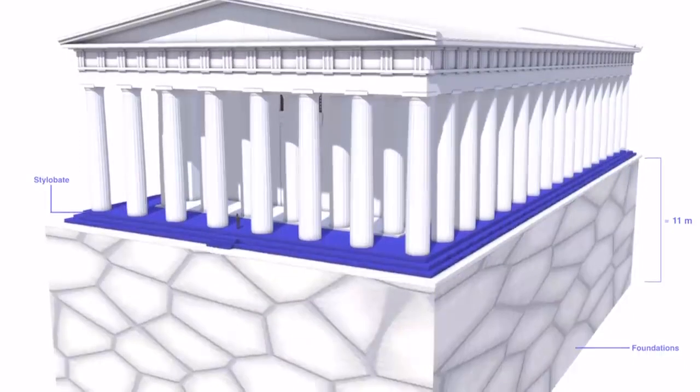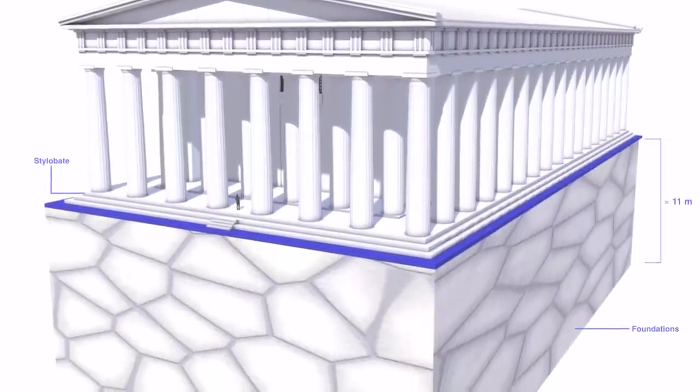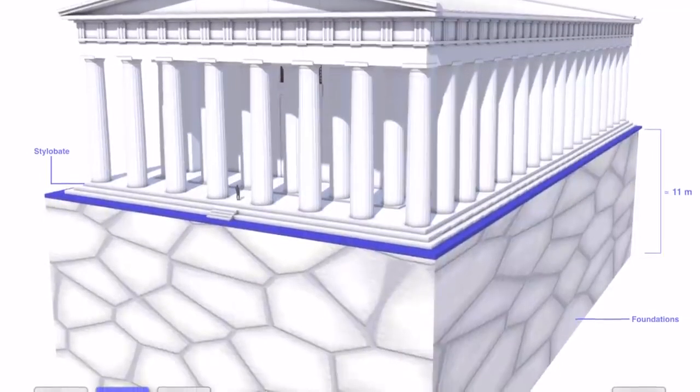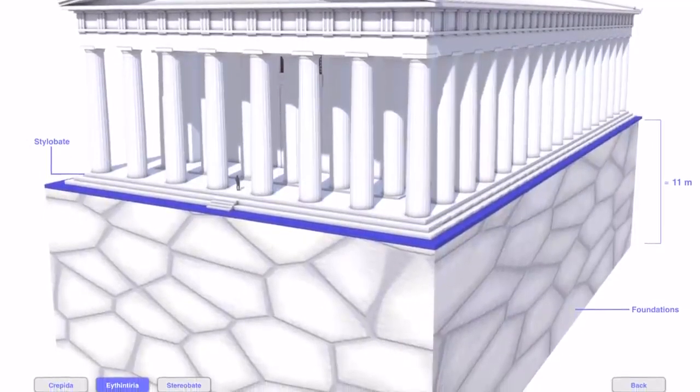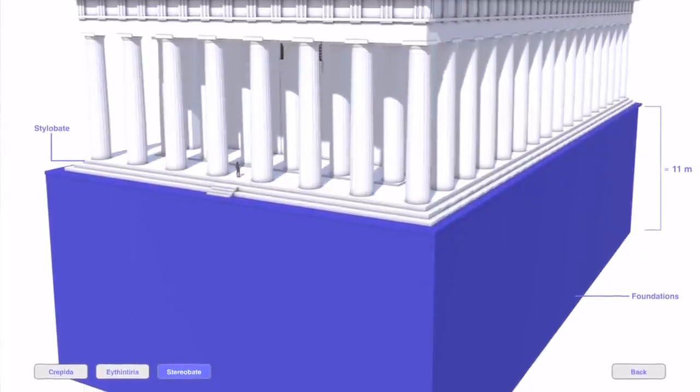The crepidoma sat on the euthynteria, which was the upper layer of the Parthenon's stereobate. The euthynteria along with the foundation of the building was called stereobate.